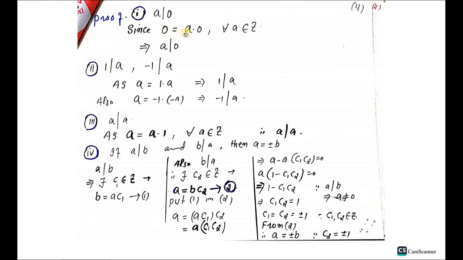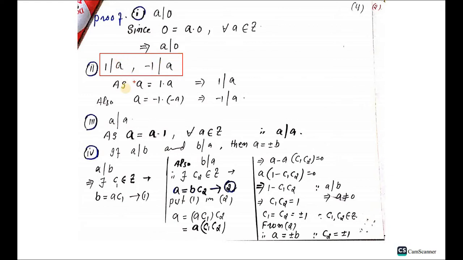From this equation we can say that a divides b. So a divides 0. We have 1 divides a, similarly minus 1 divides a. These are two results. The integer 1 will always divide any other integer. Similarly, the integer minus 1 always divides another integer.